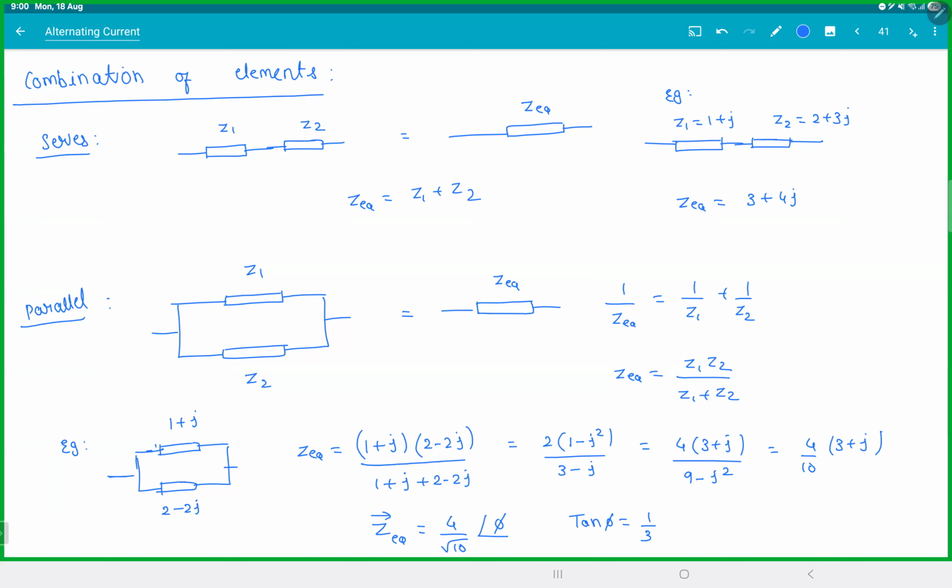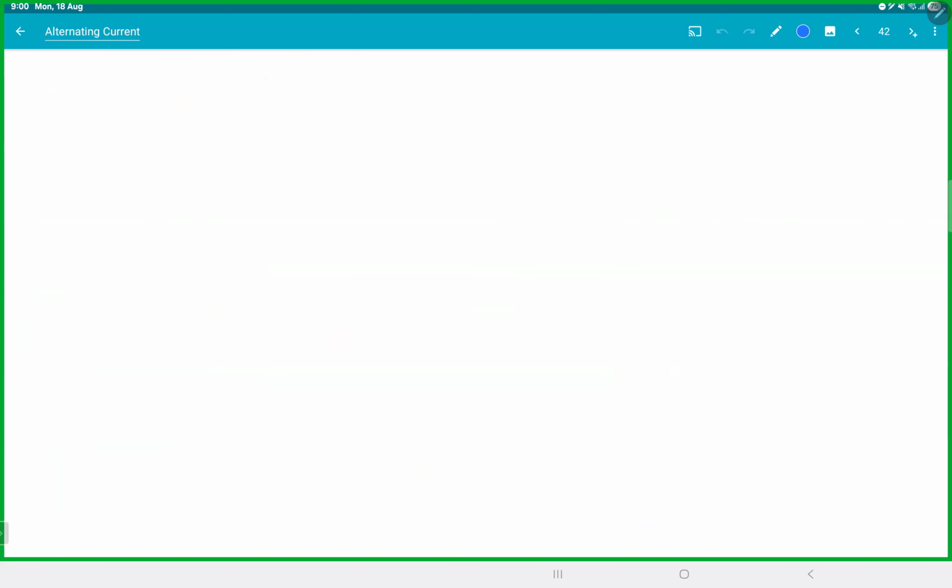Any doubts on this? Next thing, Wheatstone bridge. Like I said, everything works. That's the best part about the phasors. Once you convert that into a phasor form, you can use all your DC stuff. So there's no need to invent any new thing.